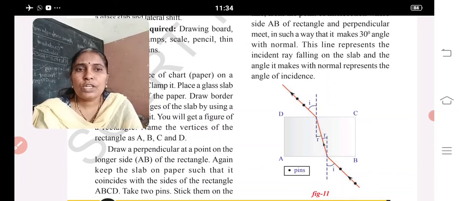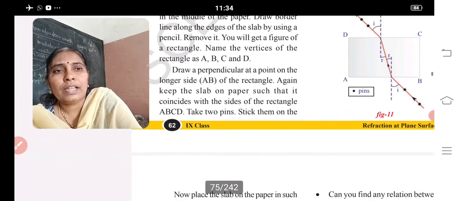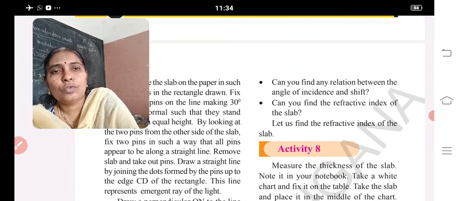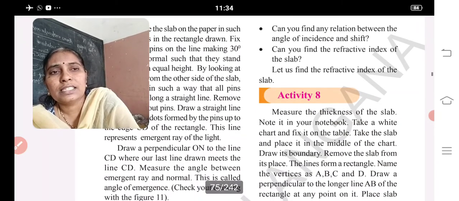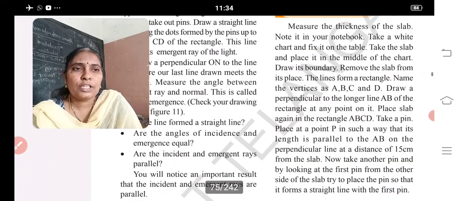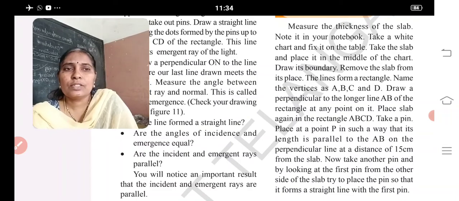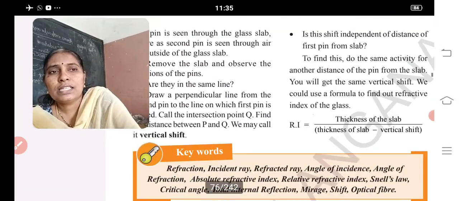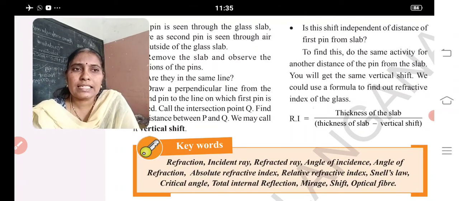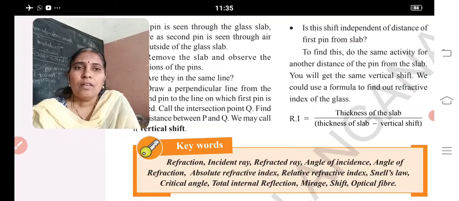The distance between the two parallel rays is said to be the lateral shift, and the perpendicular distance between the two rays is said to be the vertical shift. The thickness of a glass slab can also be measured using a formula. What is that formula? Thickness of the slab minus vertical shift. So the perpendicular distance between P and Q is said to be the vertical shift, and the parallel distance between them is said to be the lateral shift. So nothing more is there in this.